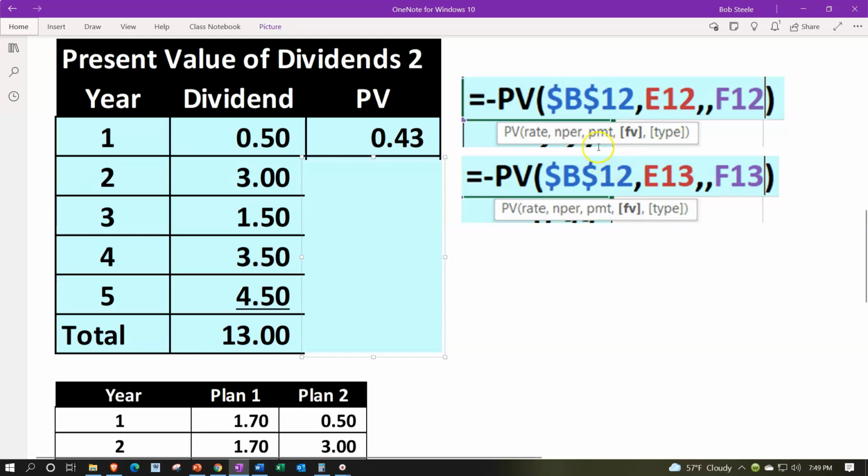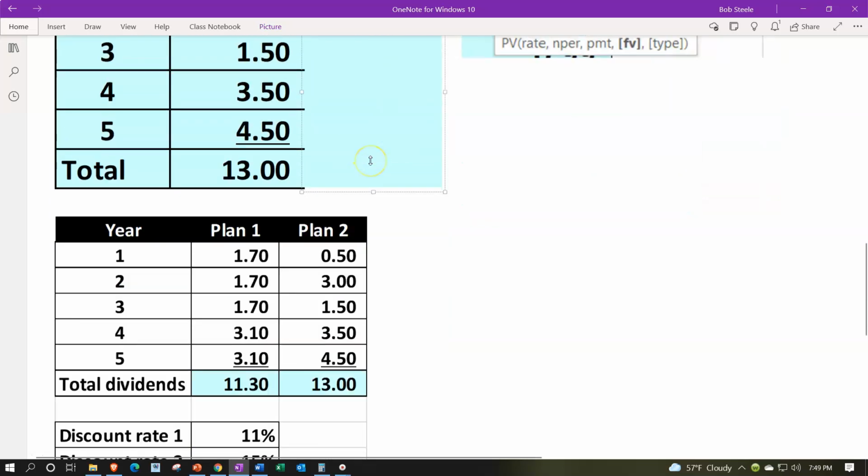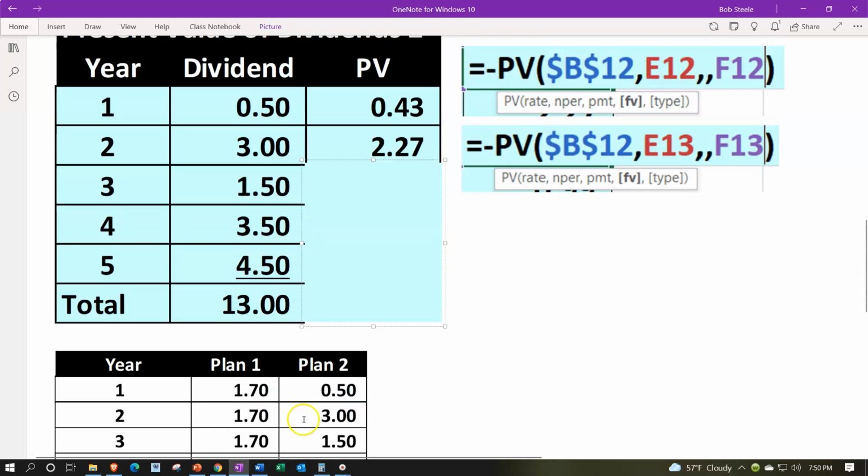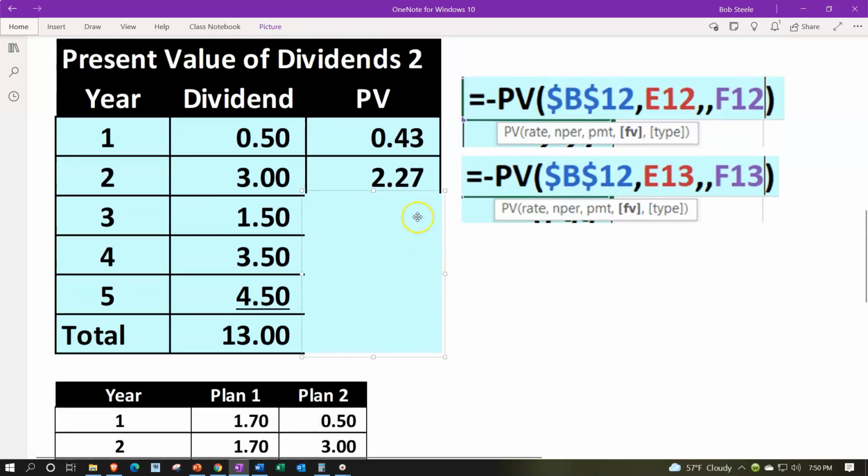Then we have comma, the payment, which we don't have a payment, so 2 commas. And then we have the future value, and that's because it's not an annuity. That's why we don't have a payment. Future value is the 50 cents. Present valuing the 50 cents back at the 15% rate gives us the 43 cents. Then if we take year 2, we got $3, which we're going to discount back at the 15% for 2 years, giving us the 2.27.